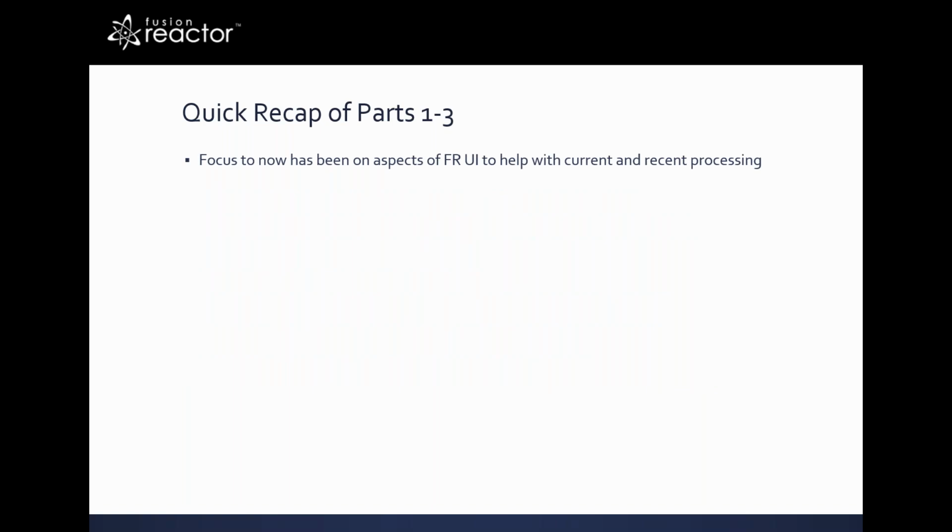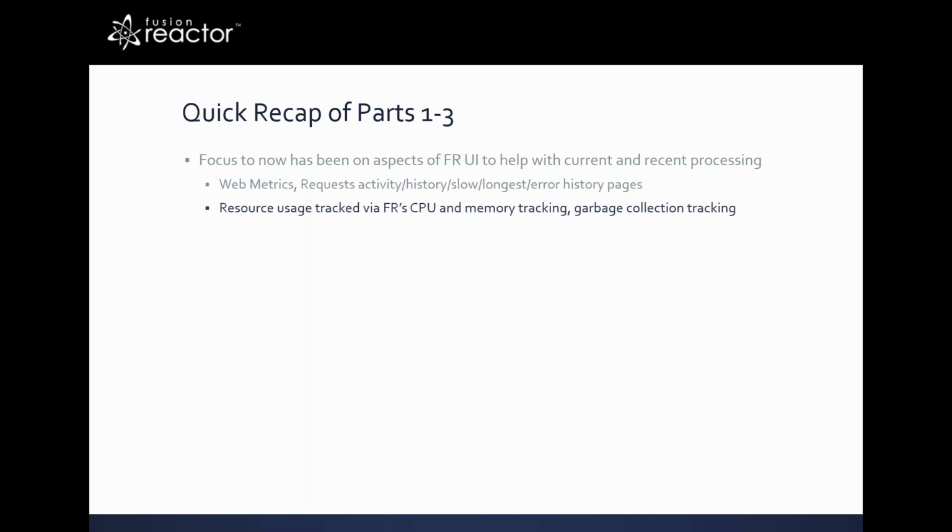All right. And so just quickly, I'd said that the first part was focusing on understanding FusionReactor for current and recent processing. And I've highlighted how you definitely want to know how to use the web metrics, the request activity history, slow and longest and error history pages, and the resource tracking for CPU and memory and garbage collection. That was all covered in part 1. Part 2 went on to talk about looking at the JDBC and transaction pages and how you could see things like HTTP clients and CF HTTPs and whether those are within a request or across all apps, and the history of those. All great stuff. If that's your problem, it'll jump right out.